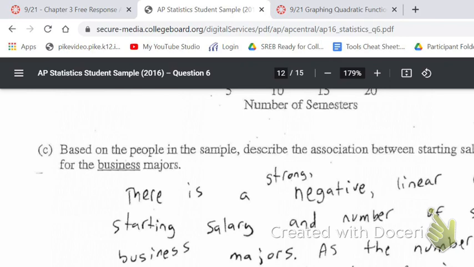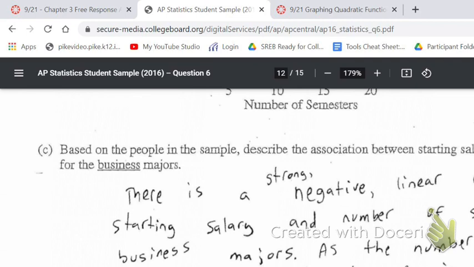They hit the 3 most important parts as we're looking at those features, since there weren't any unusual features. They hit direction, they hit strength, and they hit overall form. They got strong, negative, linear relationship. They also did one other thing that I really, really like. They did their DUFS: direction, unusual, well, they didn't hit unusual features, but form, strength. What else did they do that's great? They had context in there. Starting salary, number of semesters.